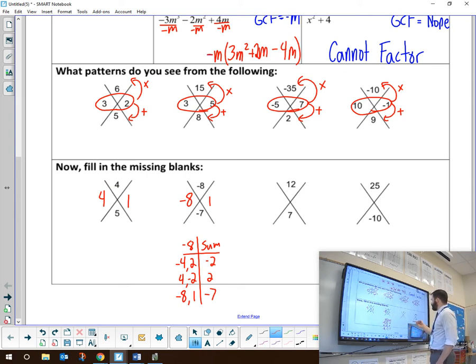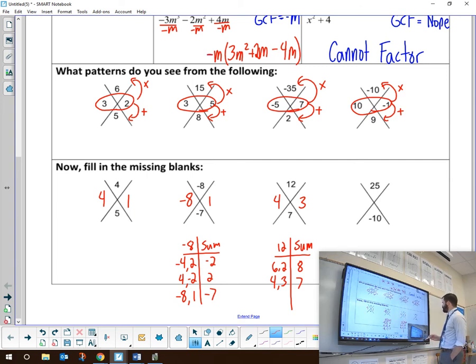Okay, now for this one. What two numbers multiply to equal 12 and add to equal 7? Let's make our T-chart again. So we can go 12 and we can go sum. Okay. All right, so we could have 6 and 2. That makes 8. Kind of close though. We could go 4 and 3. Hey, that makes 7. So there's our answer, 4 and 3.